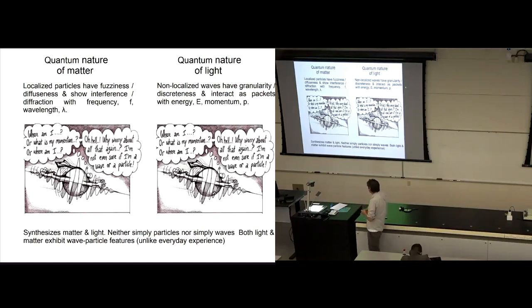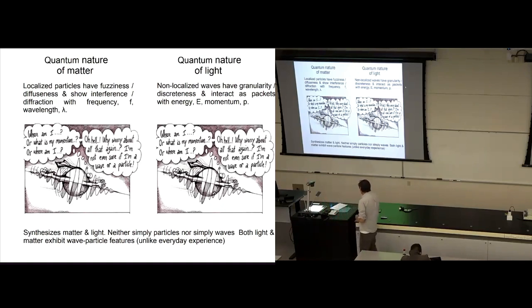So now if we look at light and matter, on the left-hand side and the right-hand side, they both own wave-like and particle-like properties. In that sense, they're described in a more complicated way because they have wave-like and particle-like properties. On the other hand, they're described in a unified, a synthesized way because they both exhibit wave-like and particle-like properties.